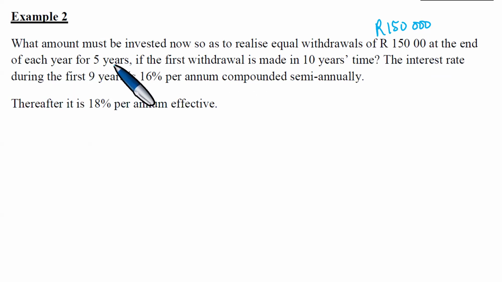If the first withdrawal is made in 10 years' time, the interest rate during the first 9 years is 16% per annum compounded semi-annually. Thereafter, it is 18% per annum effective. Okay. Let us see what you're going to do here. I'm giving you 2 minutes. Please let me know when you're done.